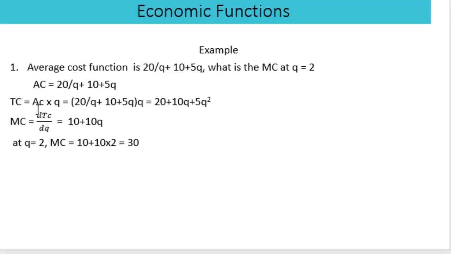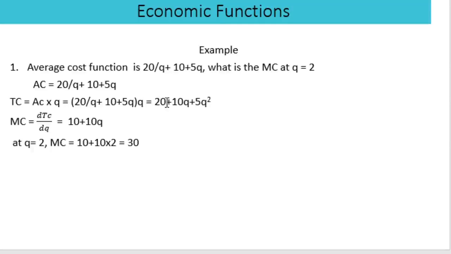That is, total cost equal to average cost into the number of units produced, AC into Q. That is, multiply this average cost by Q. That is, 20 divided by Q plus 10 plus 5Q, the whole into Q. That is 20 by Q into Q is 20, 10 into Q is 10Q, 5Q into Q is 5Q square. This is the total cost function. And take the first differential of this function, that is d by dq of 20 plus 10q plus 5q square.